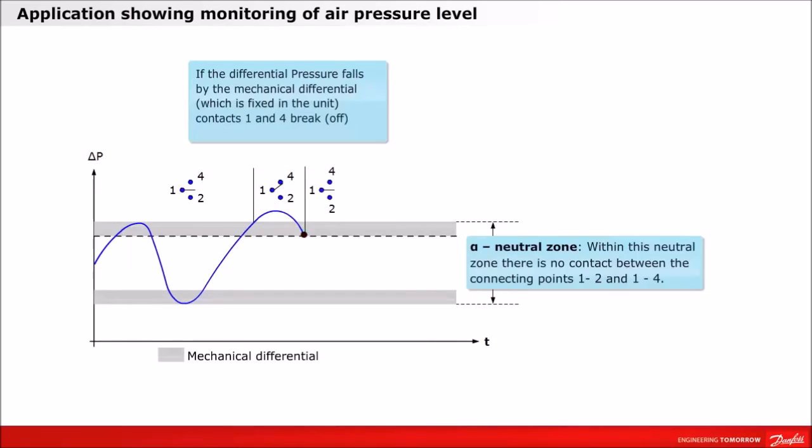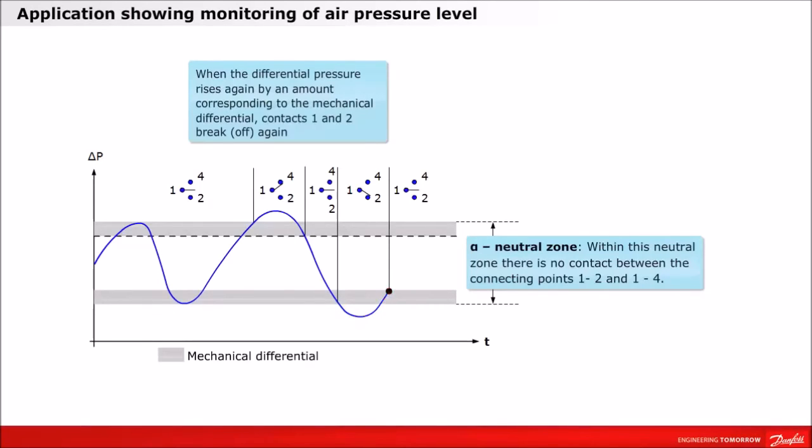If the differential pressure falls by the mechanical differential, which is fixed in the unit, contacts 1 and 4 break. If the differential pressure continues to fall beyond the neutral zone, contacts 1 and 2 make. When the differential pressure rises again by an amount corresponding to the mechanical differential, contacts 1 and 2 break again.